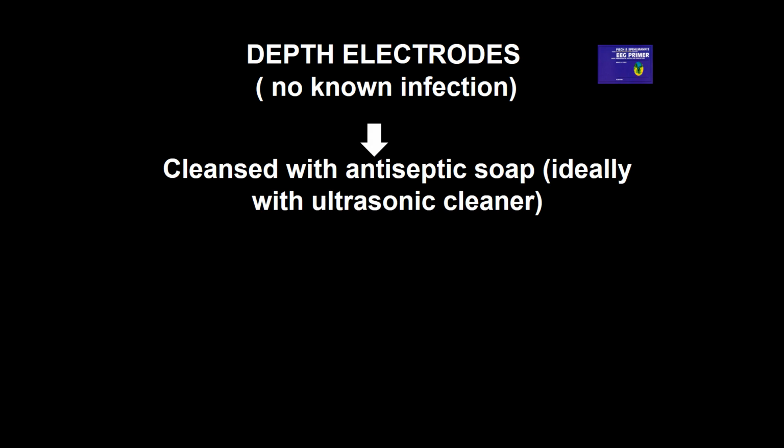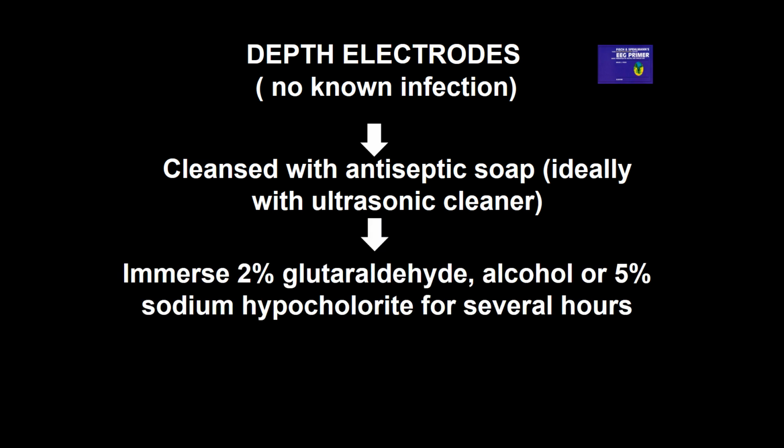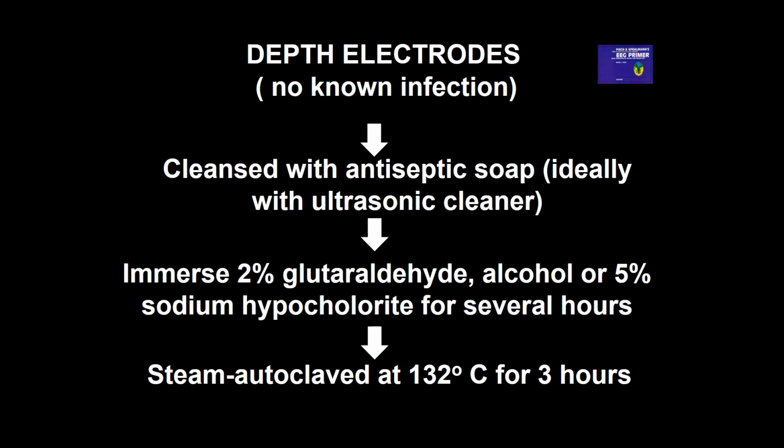Death electrodes in patients with no known infections or dementia should be cleaned with antiseptic soap, ideally with an ultrasonic cleaner, immersed in 2% glutaraldehyde, alcohol, or 5% sodium hypochlorite for several hours, then steam autoclaved at 132 degrees centigrade for 3 hours.